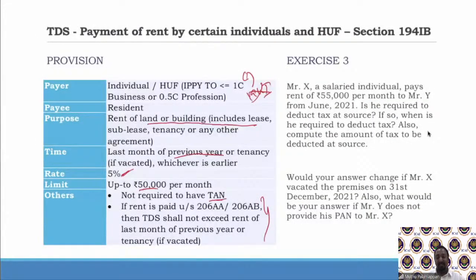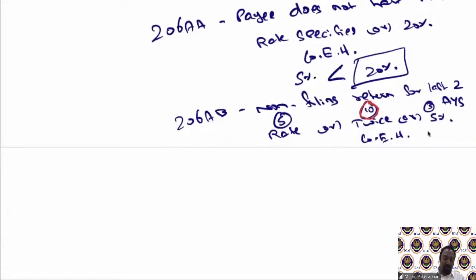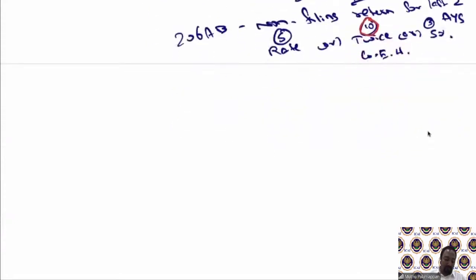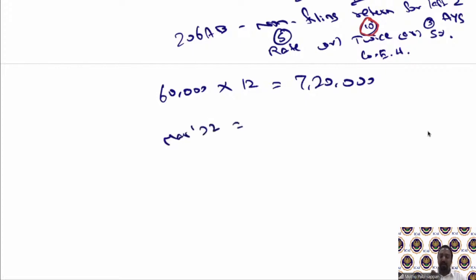If that is the case, then the provision says the maximum TDS can be 1 month's rental. If you wanted me to explain why, let's say I'm paying 60,000 rental for 12 months. What is the rental? 7,20,000. I need to deduct it in the last month of tenancy, or the last month of the year, or when I'm vacating. Let's say I was there for the whole year. So in March 22, I will have to deduct TDS. How much to deduct? 5% if PAN is provided, else 20%.